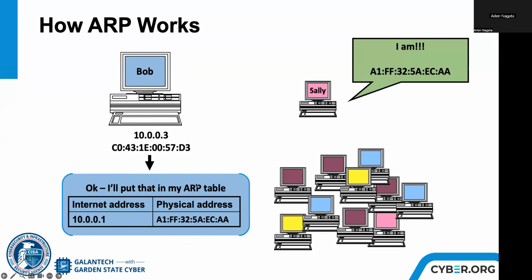Great, I'll put that in my ARP table, like a contacts list, right? So Bob now stores this network address with this physical address, and now he can use it for the future. He doesn't have to ask who this computer is because he already knows.